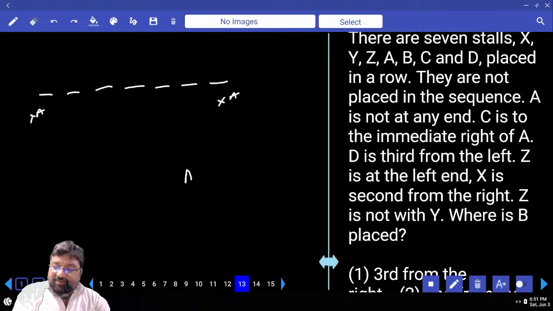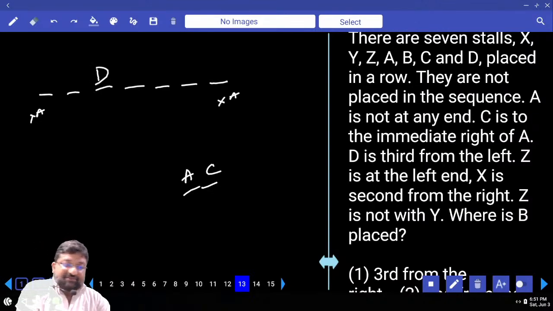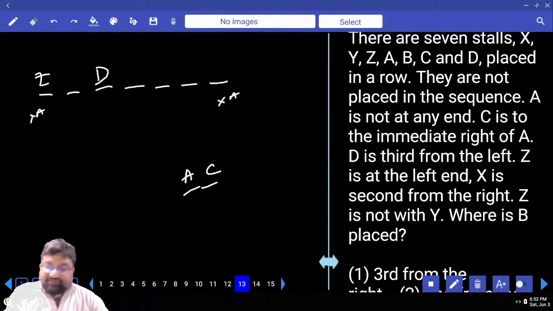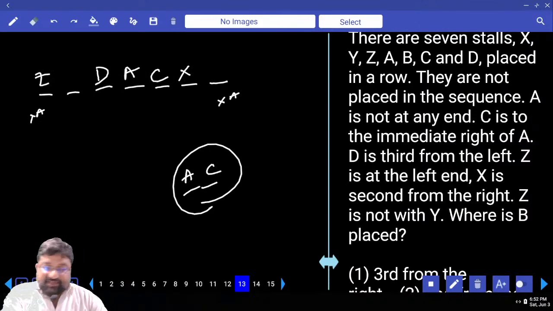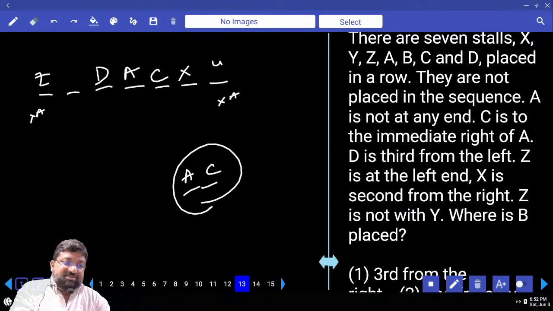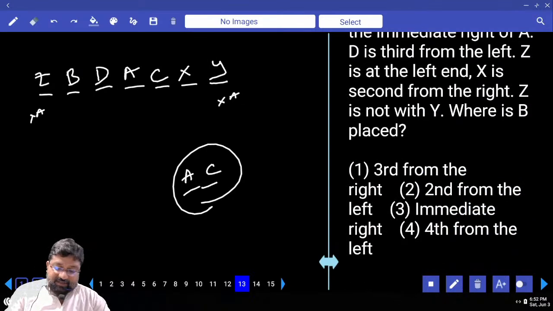C is to the immediate right of A. D is placed third from the left. Z is at the left end. X is second from the right end. So A and C have only one possibility. Z is not with Y, so this is Y. Who is left out? B is left out. Question: where is B placed? Second from the left.